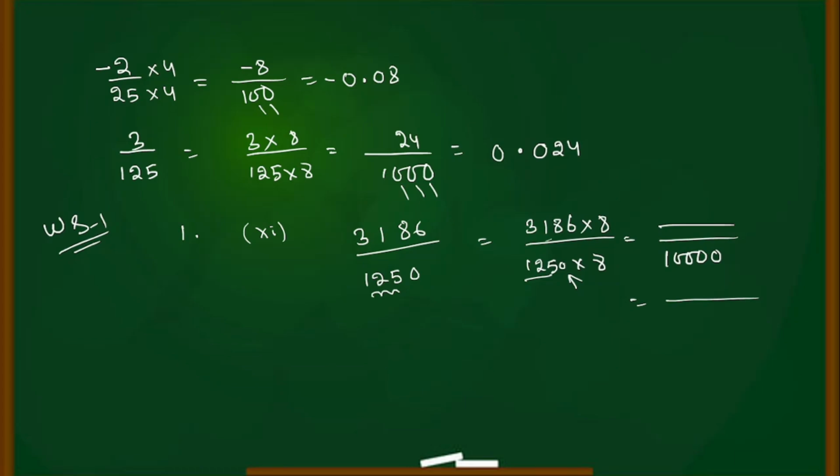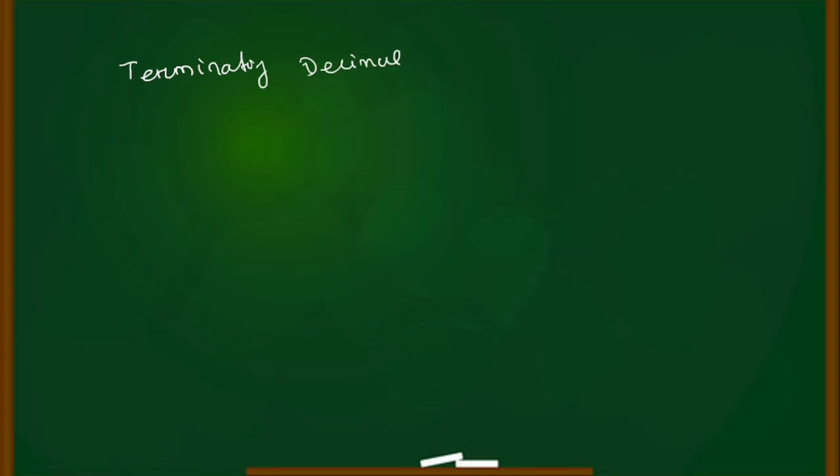Okay, then the next concept, that is conversion of a rational number into decimal by the long division method. Okay, there are two types of long division results, that is terminating decimal and non-terminating decimal. So what do we mean by terminating? Now when we divide by the long division method, if the remainder equals 0, it is called terminating. If the remainder is not equal to 0, it is called non-terminating.